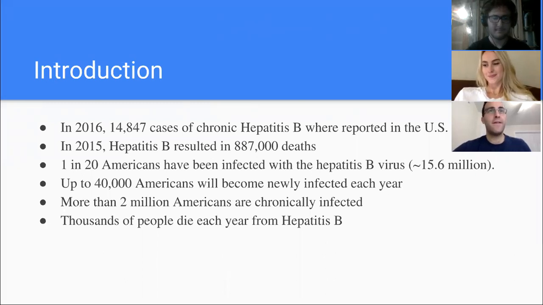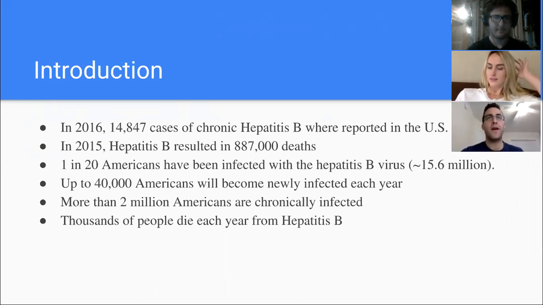To begin things off, let's talk about the significance of this disease in our society. In 2016, 14,847 cases of chronic hepatitis B were reported in the U.S. Although that doesn't sound like much, it is still too much given that there is a vaccine available. In 2015, hepatitis B resulted in 887,000 deaths worldwide. 1 in 20 Americans have been infected with the hepatitis B virus, and that's around 15.6 million at some point in their lives. Up to 40,000 Americans will become newly infected each year.